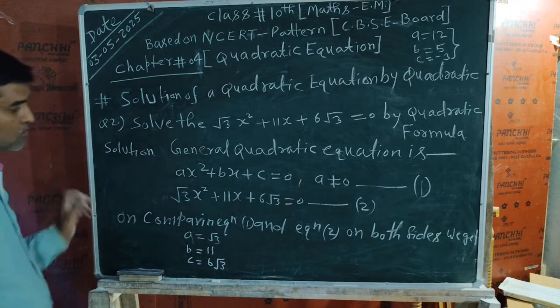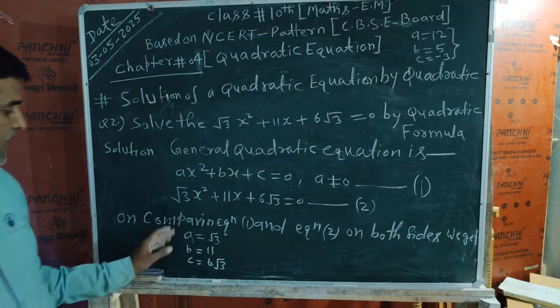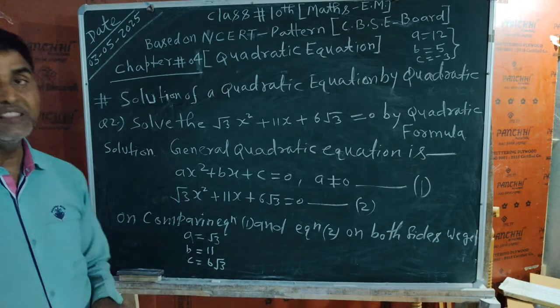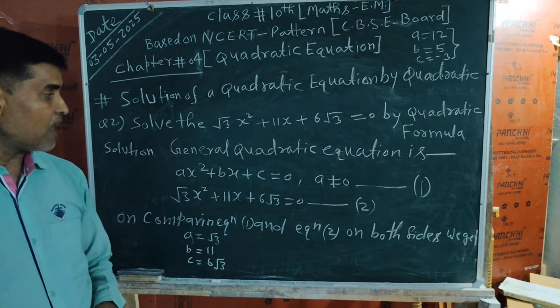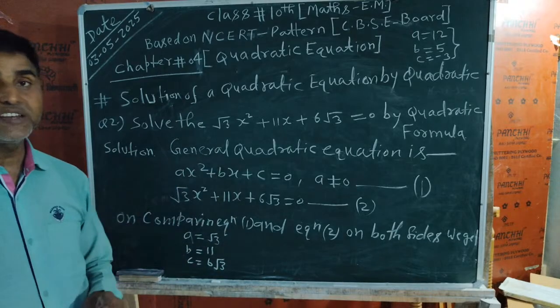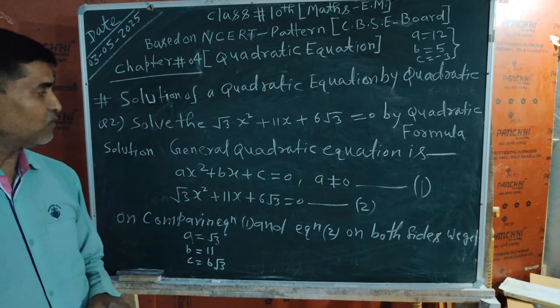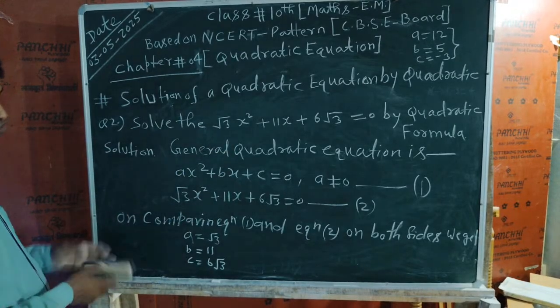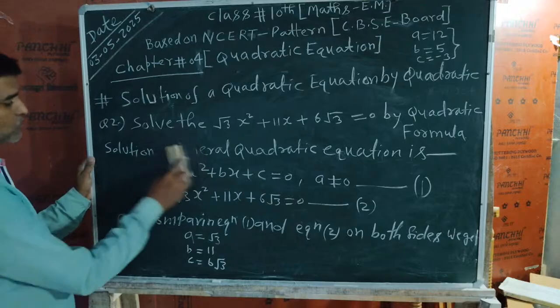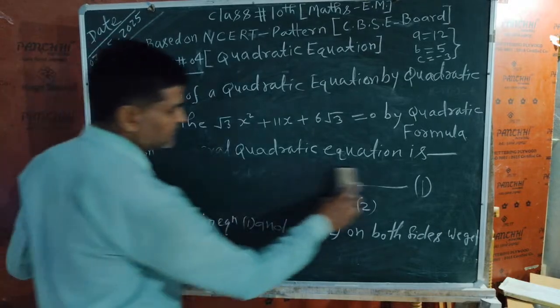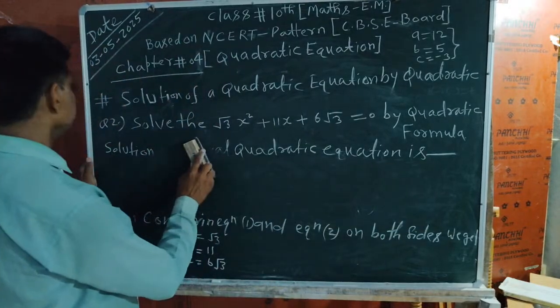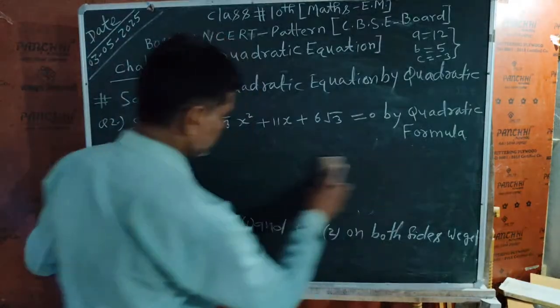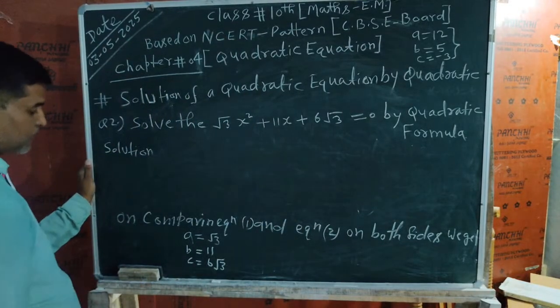Okay students, so now I have compared, and I will put these values in the quadratic formula. After simplifying that quadratic formula, I will get the solution of the quadratic equation. Okay students, so I am going to erase the above information. After erasing, I will get the values of alpha and beta.